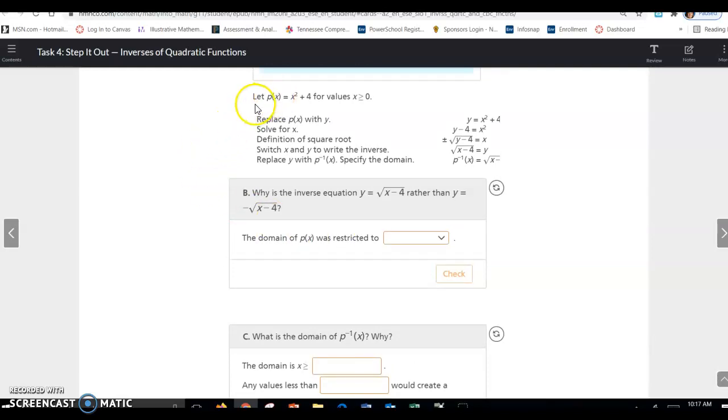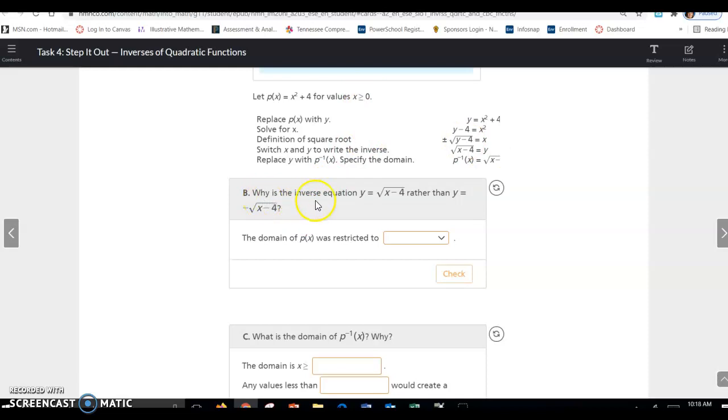Let's look at this first. It says, let p of x equals x squared plus 4 for values of x greater than or equal to 0. All right, so we are going to restrict the domain to all positive x's. Replace p of x with y, and then switch x and y and solve. That's how you find the inverse. And then p inverse of x equals the square root of x minus 4, and that would still be restricted on the domain.